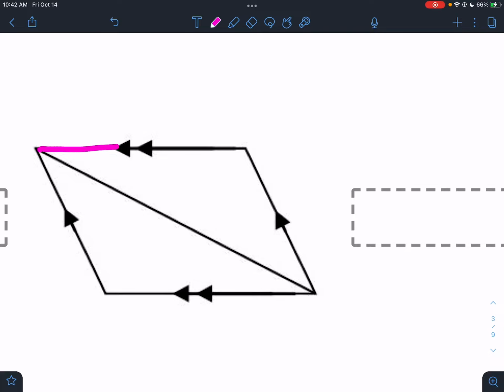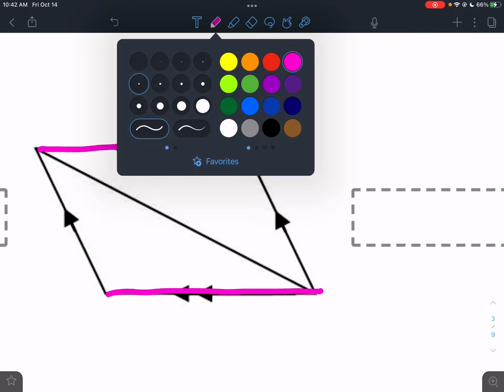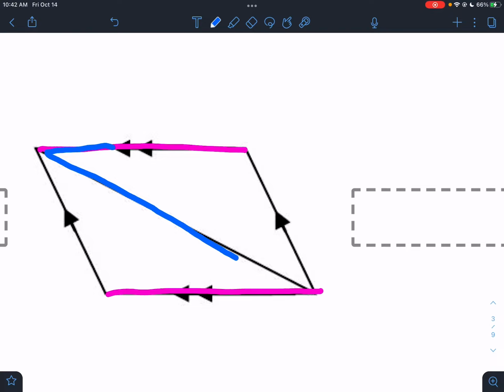Angles. So if the top and bottom are parallel, they give me angles. They give me corresponding angles, alternate interior angles. I know that those are going to be the same size.